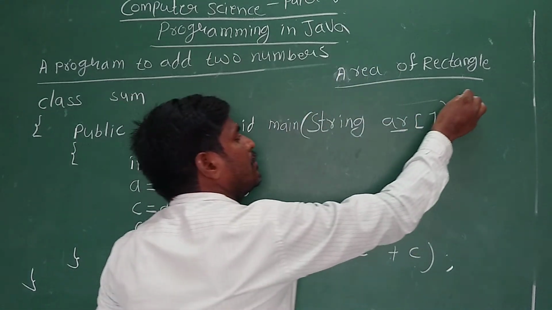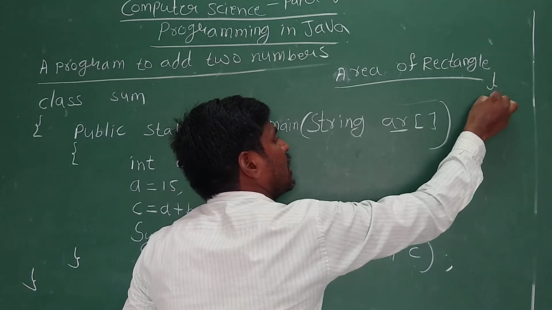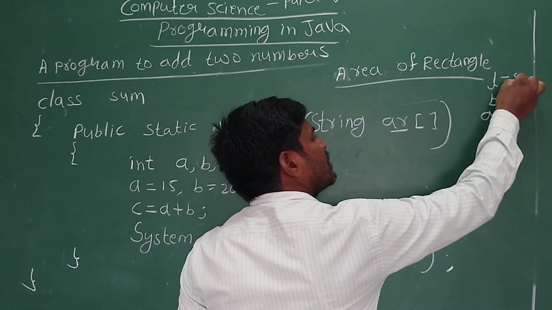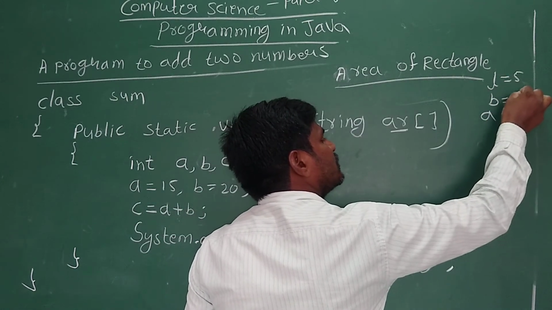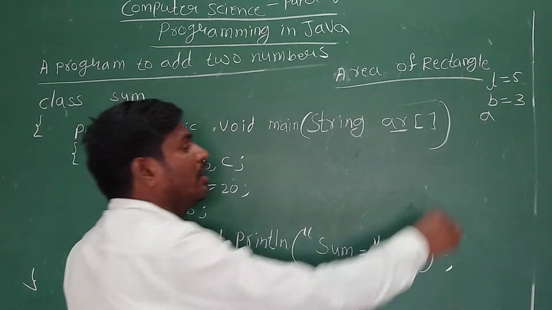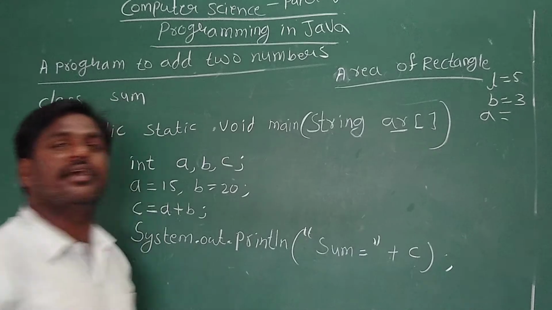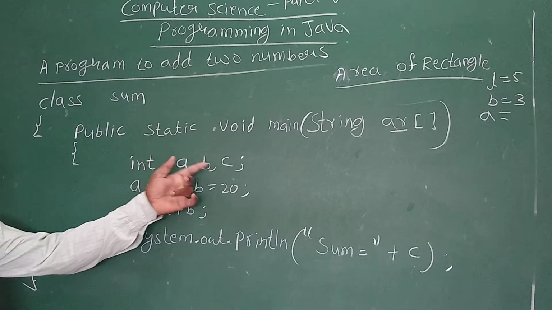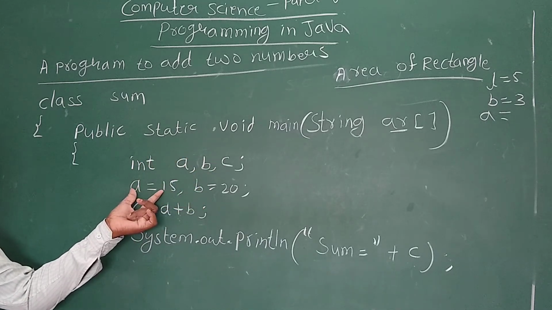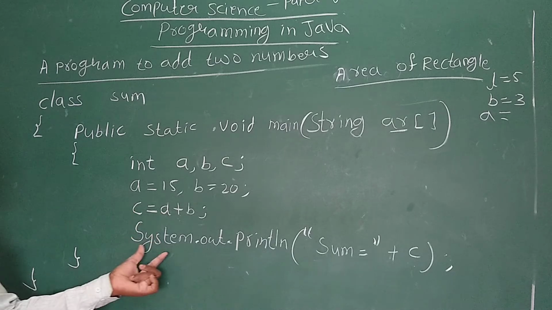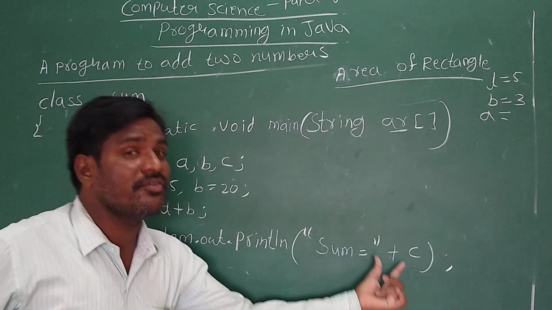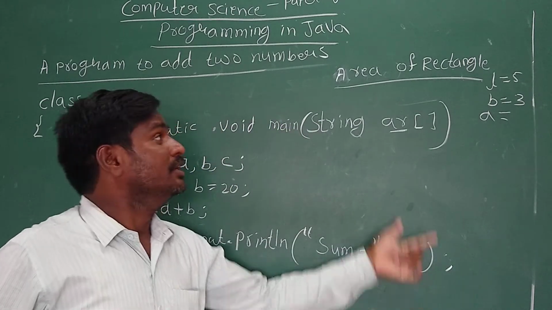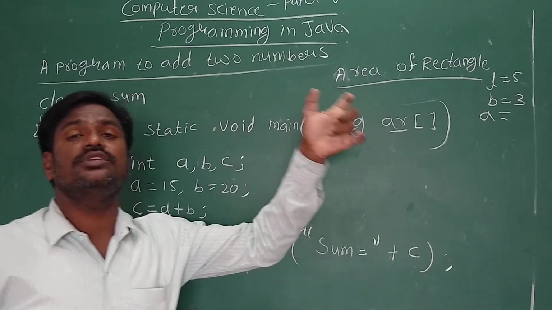Write the program to find the area of a rectangle. The area of a rectangle means we require two variables L, B, and the result will be displayed in A. Assign any values: L is equal to 5, B is equal to 3, whatever you like. Now A is equal to, what is the formula for the area of a rectangle? You know that one. So it is simple, we have declared the three variables. Take your own values and set the calculation, then System.out.println("area of a rectangle is equal to" + whatever the variable is). So write the program and post it in the WhatsApp group.